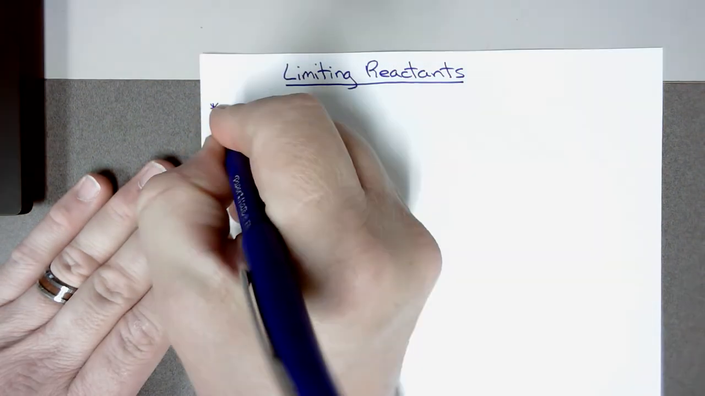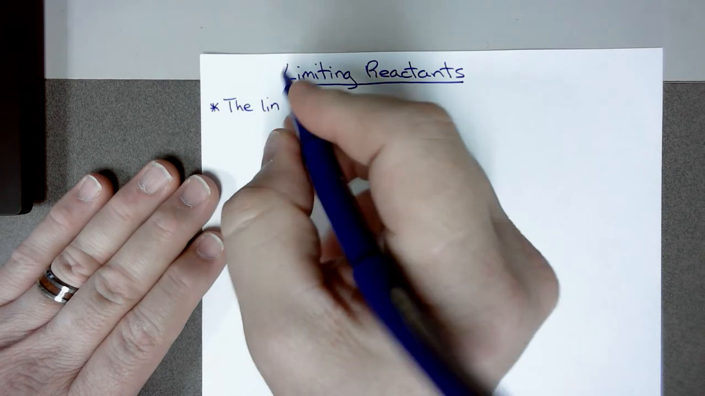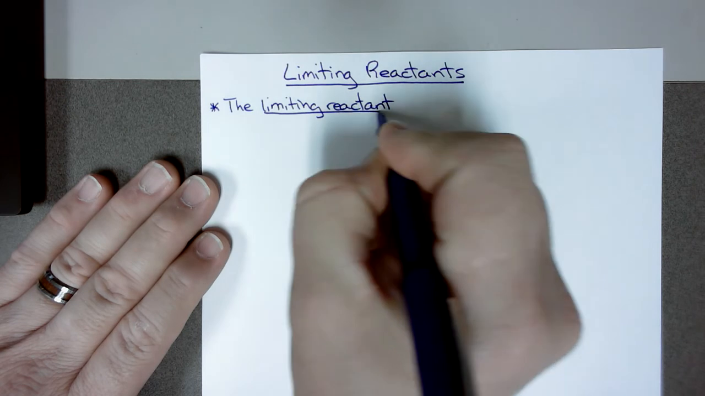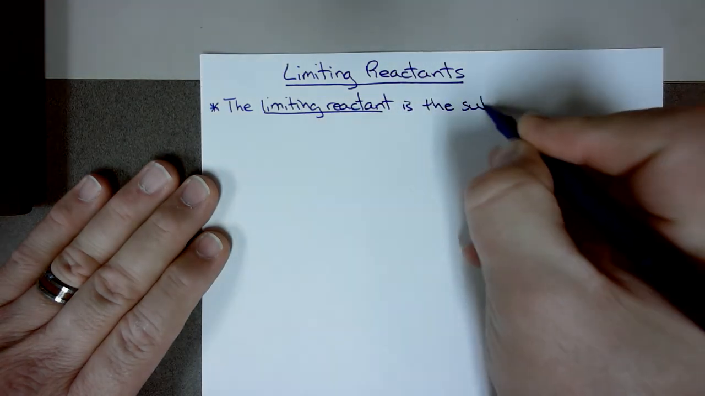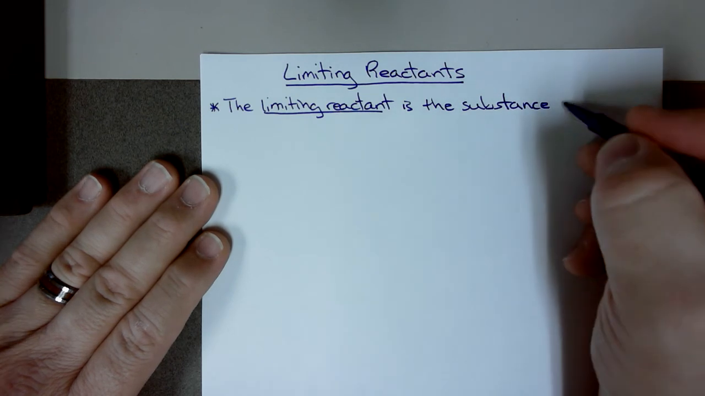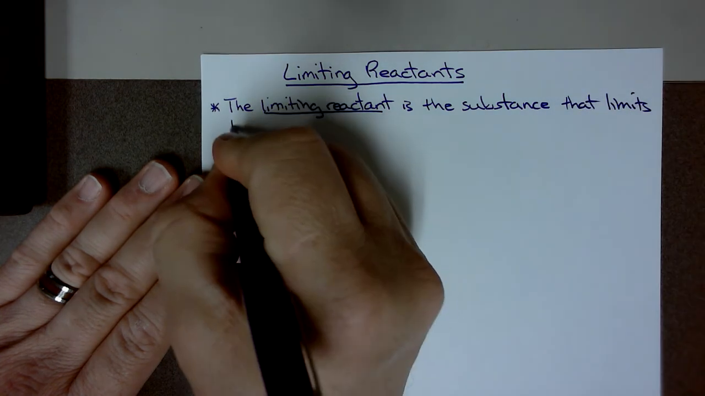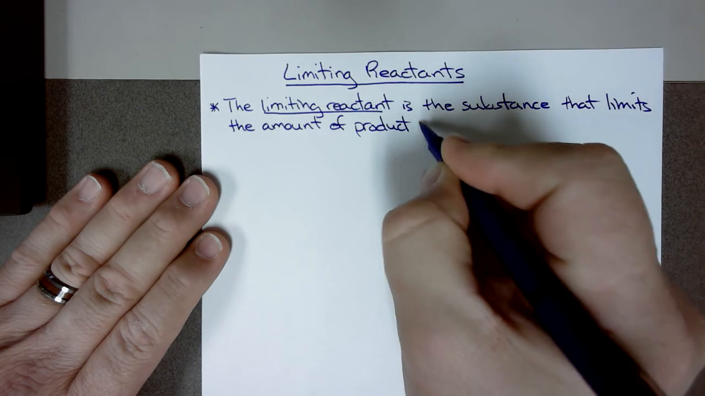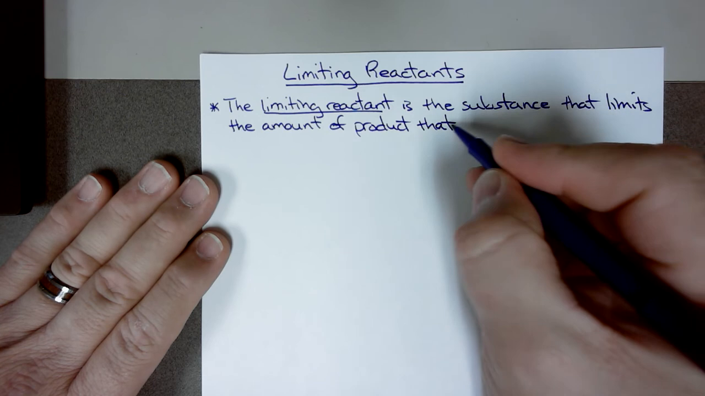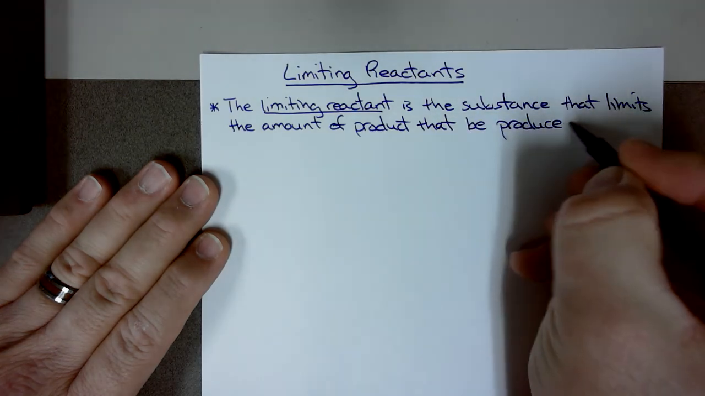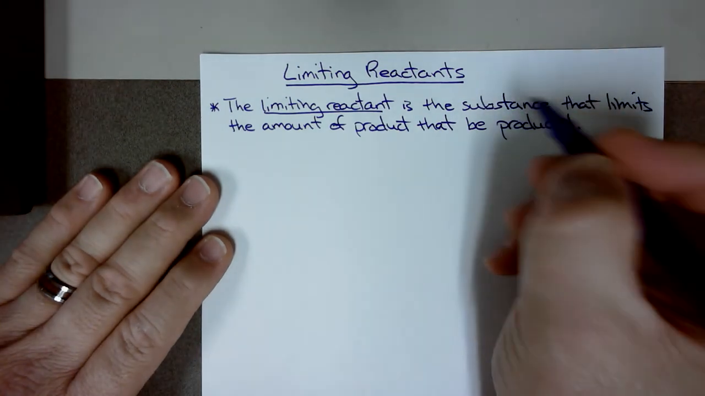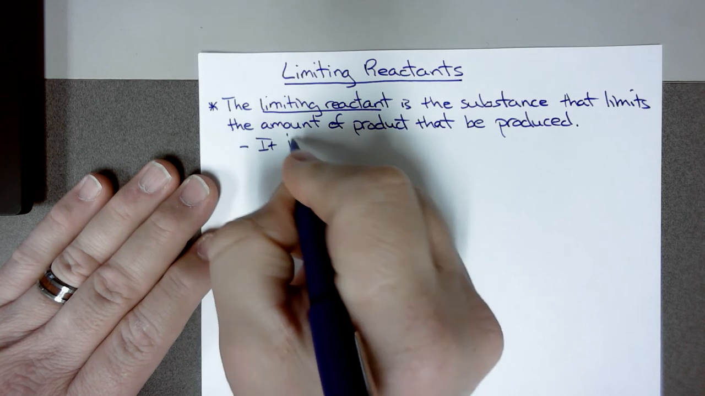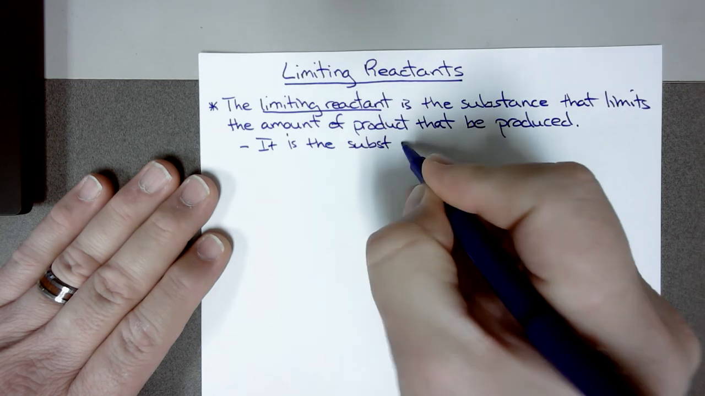Now a limiting reactant is the substance in a reaction that limits the amount of product that can be produced. So you can't make any more than what is allowed by the limiting substance. In fact, the limiting reactant is the substance that gets completely consumed in the reaction.